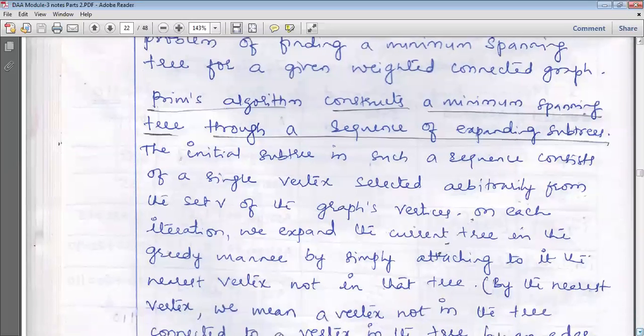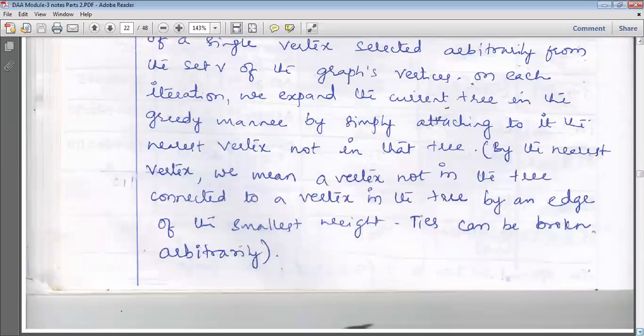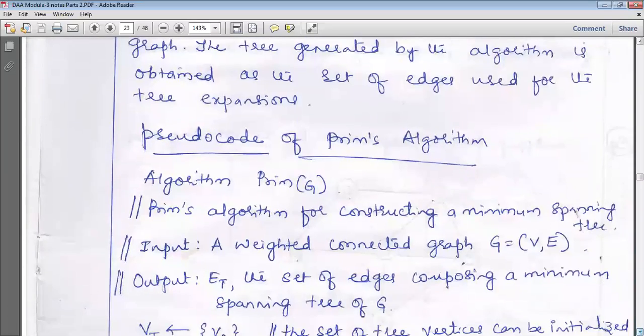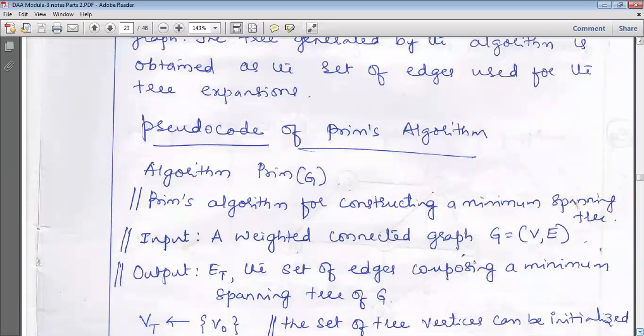So we call it a minimum cost spanning tree. This is the simple pseudocode for Prim's algorithm. For what purpose are we going to write this algorithm? For constructing a minimum spanning tree. The input is a weighted connected graph G = (V, E), where V represents vertices and E is the edges.